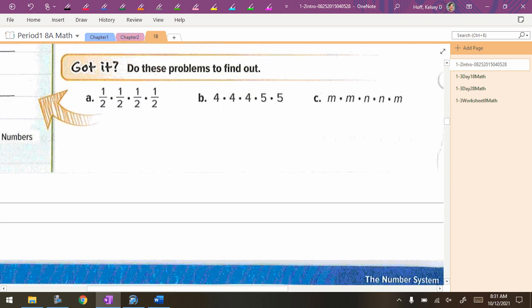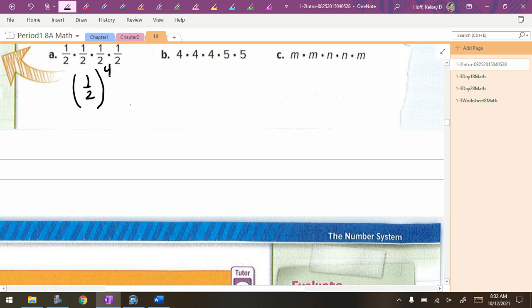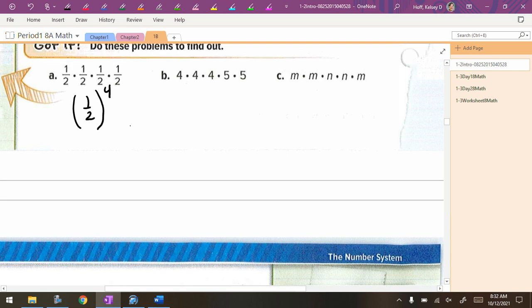Okay, so let's go to the bottom. We're going to practice A, B, and C. I'm going to do A with you, and then you're going to do B and C on your own. How many 1/2s are multiplied right there on A? 4. Now, 1/2 is a fraction. Fractions must have parentheses. So we are going to rewrite this as 1/2 in parentheses. And then how many did you tell me there were? 4. So you put the 4th power, a little 4 up and to the right.